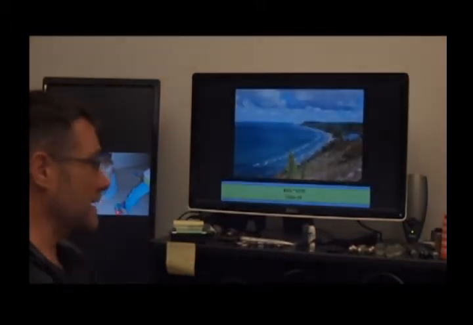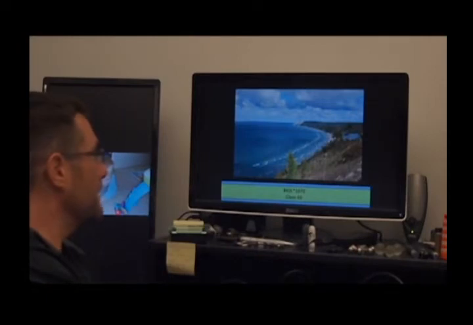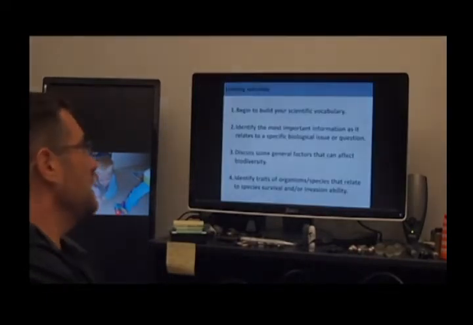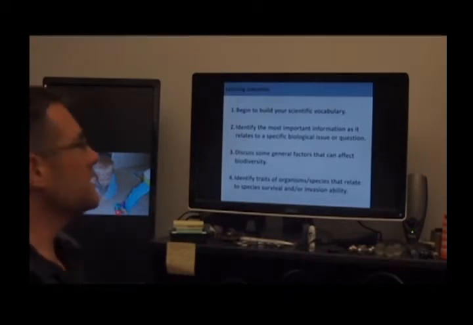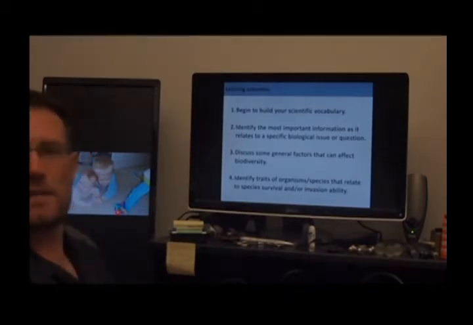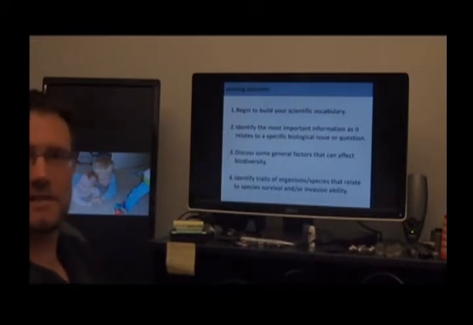So then in the second class, which was the Wednesday's class this week, we have a set of more specific learning outcomes. So these are looking at building your scientific vocabulary. Every discipline in science, every specialization out there has jargon, technical terms.